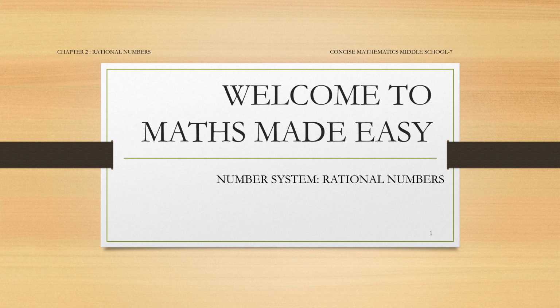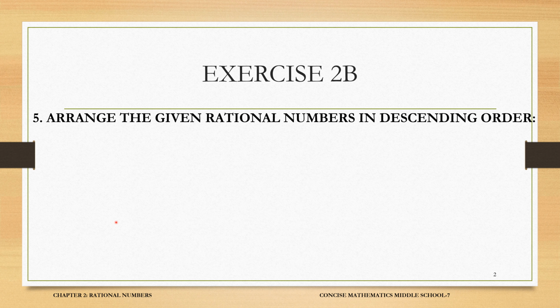Let's continue with rational numbers. Exercise 2B Part 5. Here is the fifth question. Arrange the given rational numbers in descending order.